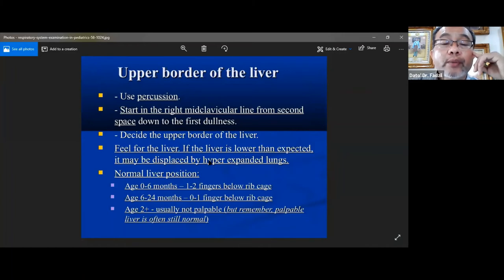Okay, you know the upper border of the liver. In certain conditions like airway obstruction, severe airway obstruction, the liver will be pushed downward. So you cannot feel the upper border of the liver. And the normal liver position, at the age of 6 months, you can feel 1-2 fingers below the ribcage. Until 2 years, you can still feel the liver. At 2 years and above, usually you cannot palpate the liver.